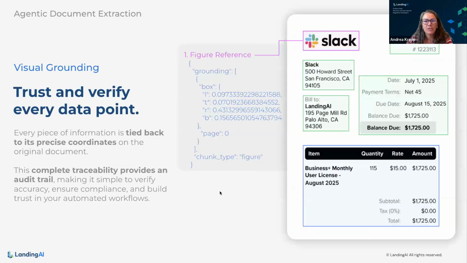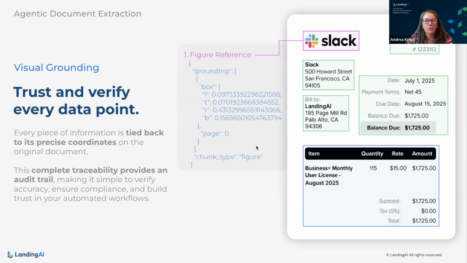As part of that JSON response, you will get back visual grounding. This term grounding is kind of new with the rise of LLMs. It's really the question of, what is the evidence that this is not a hallucinated answer? Like, where did this come from in the original documentation? So every piece of information that's extracted is tied back to its original precise coordinates.